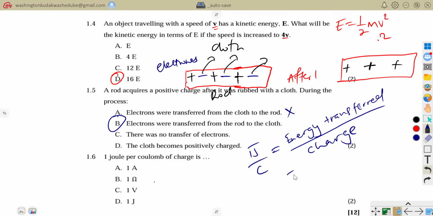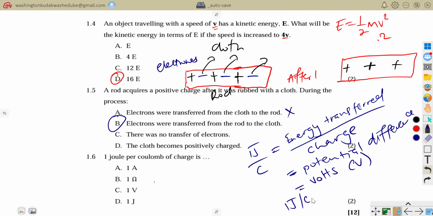What does energy transferred per unit charge represent? Potential difference. We know that potential difference is the energy transferred per unit charge, and it is measured in volts. Volts is V, so 1 joule per coulomb is equivalent to 1 volt. So our answer is 1 volt, which corresponds to C. So our answer there was C.